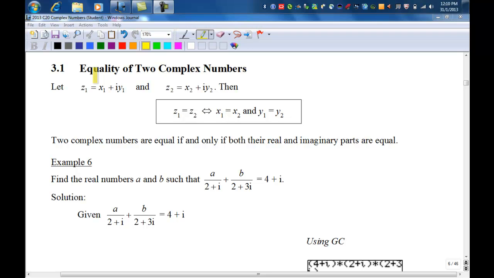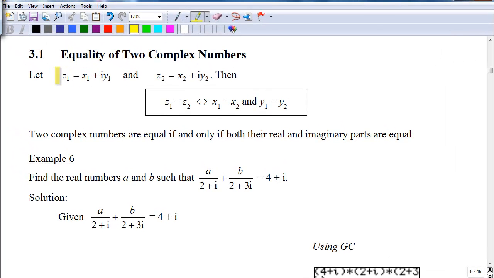Now there is one result that we quite often use in complex numbers. Let's say we have two complex numbers. Z1 is x1 plus iy1, and Z2 is x2 plus iy2. If I tell you that Z1 is exactly the same as Z2, that means the real part of Z1 must be the same as the real part of Z2, and the imaginary part of Z1 must be the same as the imaginary part of Z2.